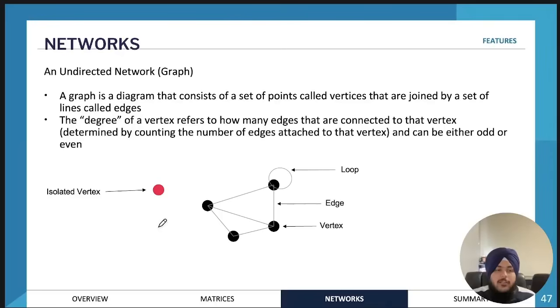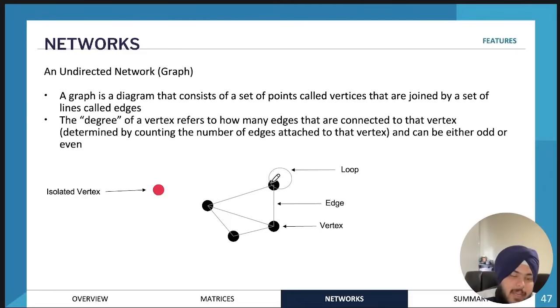Okay, so what is a network? Like I said, a network is just another way of representing information. We can have different types of networks. First we'll look at undirected networks. Undirected networks are ones which have no arrows, just lines connecting the different vertices. These individual points are called vertices, or the vertex. And we have lines connecting the vertices to represent certain relationships between them. Those lines are called edges.